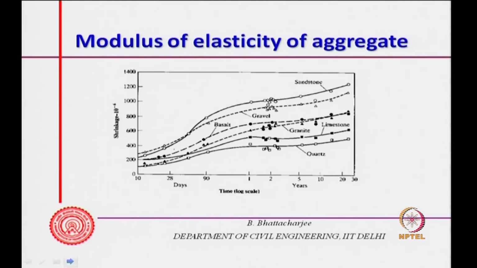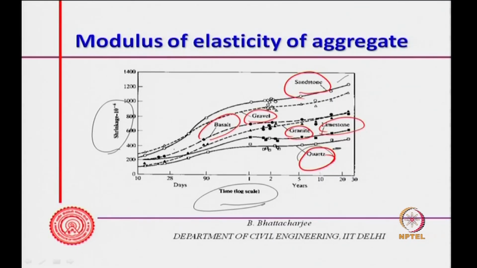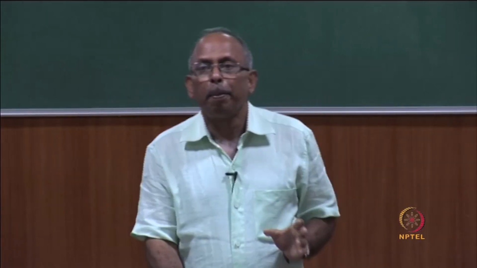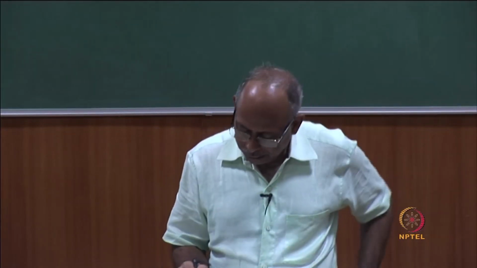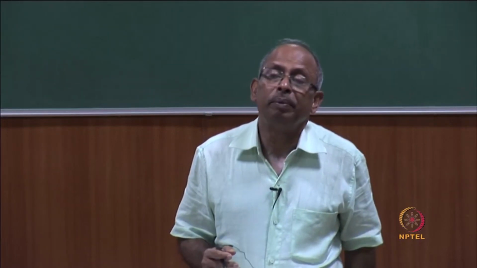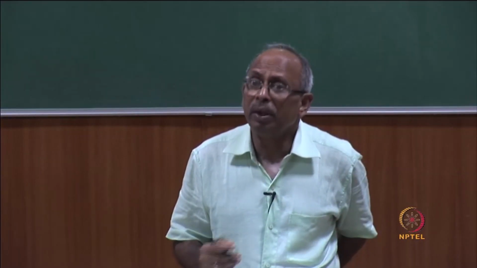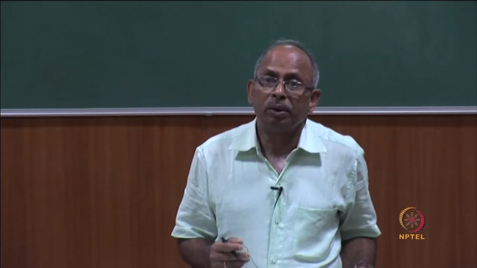If you look at this, shrinkage is along this direction in micro strain, time in log scale. Quartz is very stiff, so quartz is here. This is sandstone, this is limestone, this is granite, this is some gravel, this is basalt. So, it will depend upon the stiffness of the aggregate itself. The higher the modulus of elasticity, the less the shrinkage will be, because it will restrain the shrinkage.